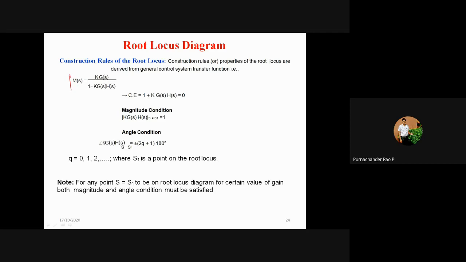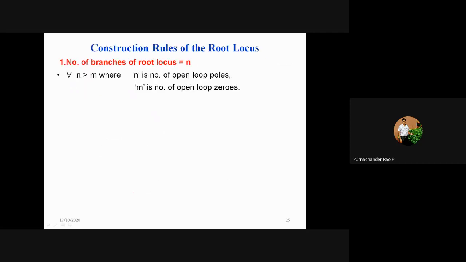the system will now be represented by k into g of s by 1 plus k into g of s into h of s. From that you can get the characteristic equation. Then you can see the magnitude condition and also the angle condition. Okay, so for any point s is equal to s1, which is a point on the root locus, you need to satisfy the magnitude and also the angle conditions. Okay, so these are the constructional rules. It is very, very important. If you take a note of that, you can also take this.